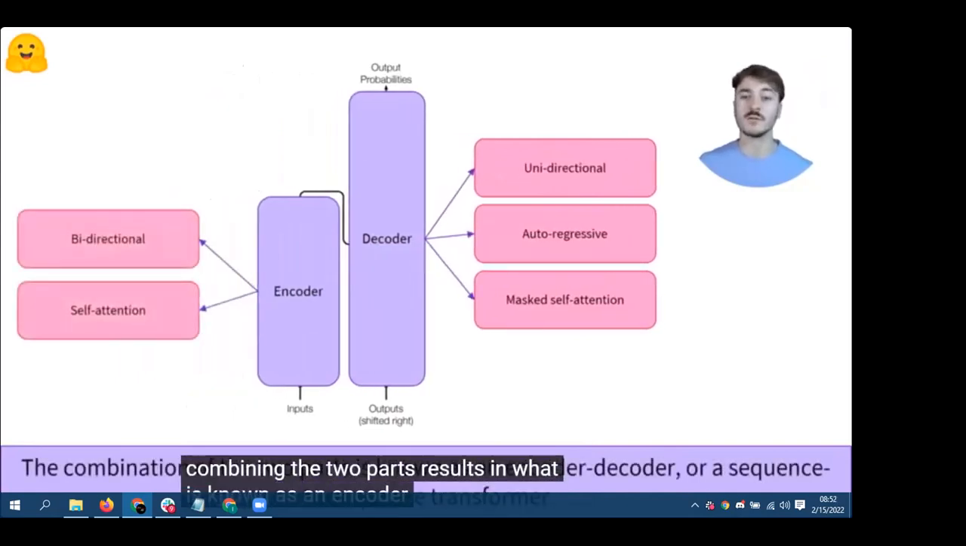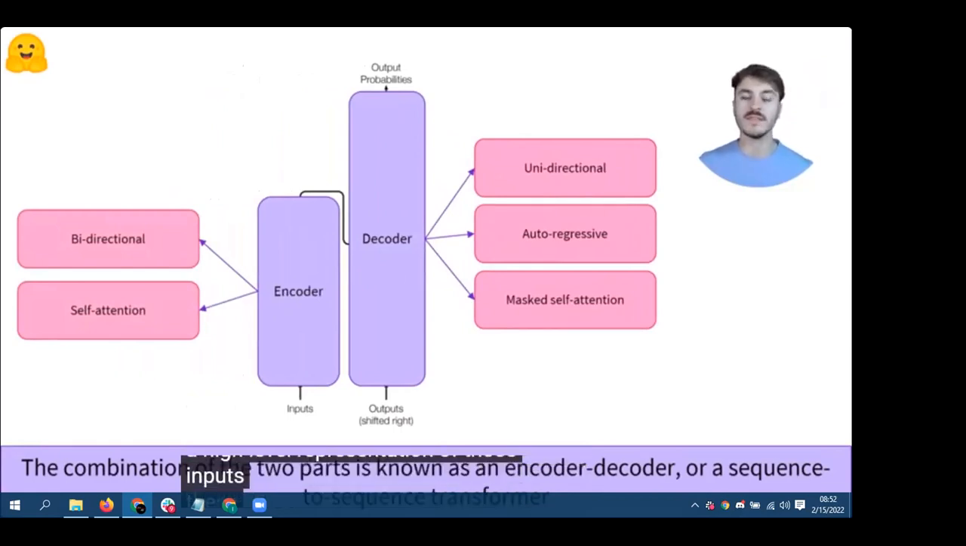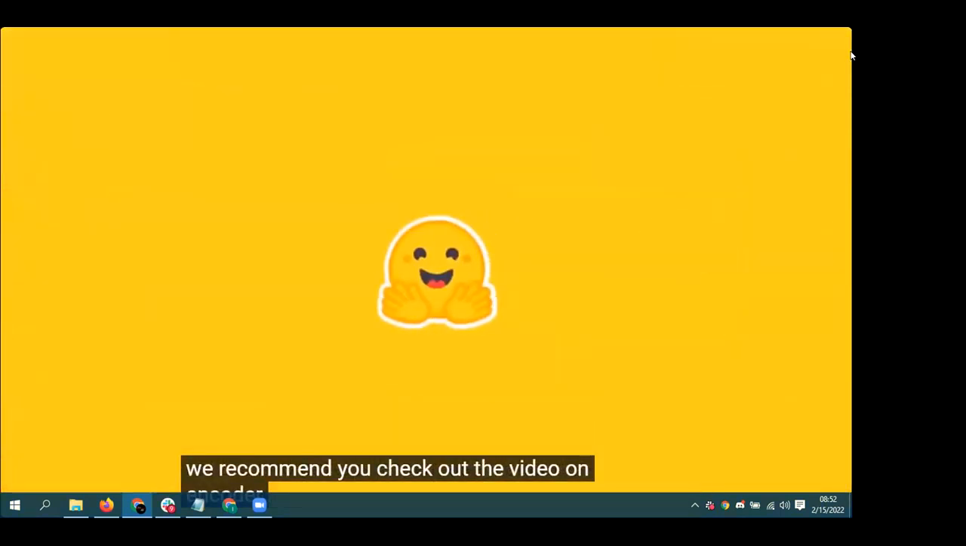Combining the two parts results in what is known as an encoder-decoder, or a sequence-to-sequence transformer. The encoder accepts inputs and computes a high-level representation of those inputs. These outputs are then passed to the decoder. The decoder uses the encoder's outputs alongside other inputs to generate a prediction. It then predicts an output, which it will reuse in future iterations, hence the term autoregressive. Finally, to get an understanding of encoders decoders as a whole, we recommend you check out the video on encoder decoders.